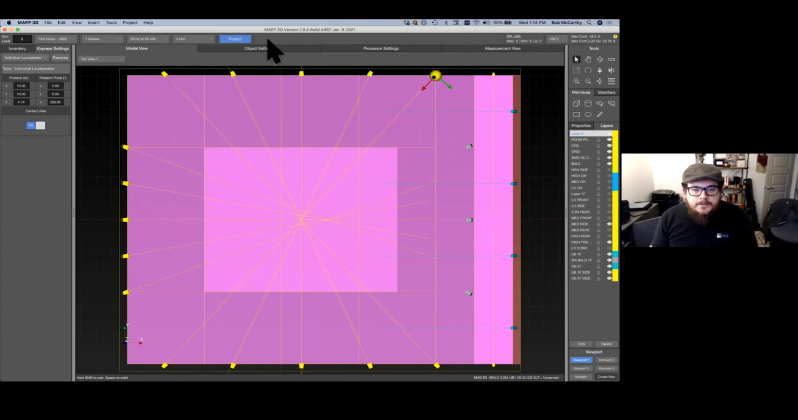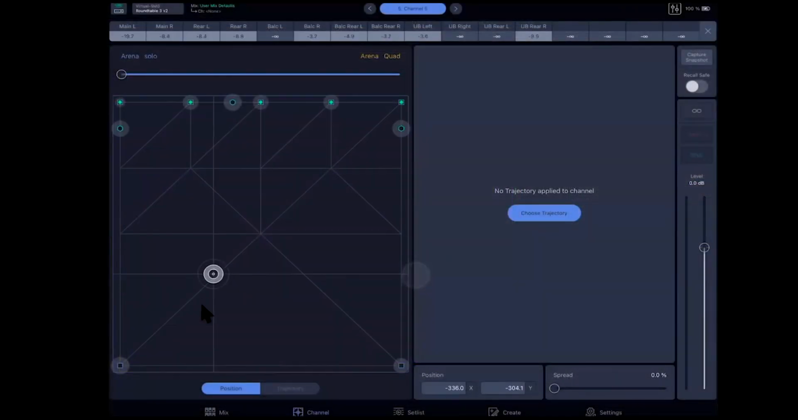And just to show that real quick, here we have that same arena setup that you were showing, Bob. Here is the space map with that 5 frontal system.